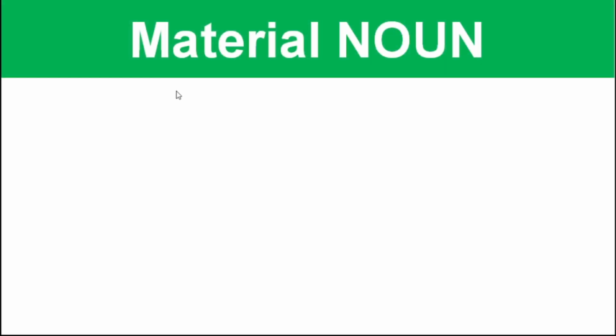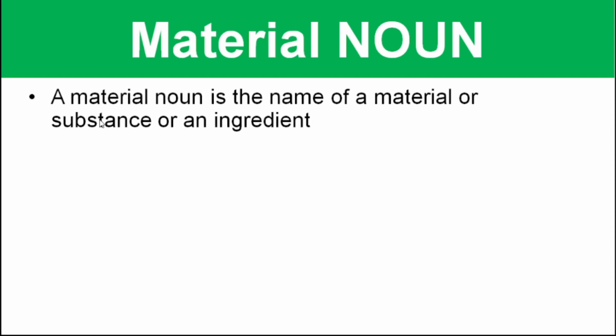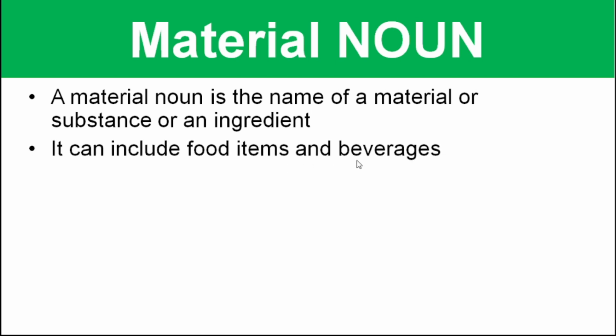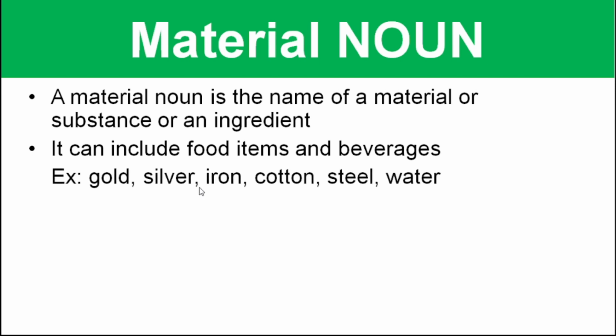So this is where we use the examples of the abstract noun. Now we'll move to the next division of the noun, that is the material noun. We are all very much familiar with the material noun. So look at the definition of the material noun. A material noun is the name of a material or a substance or an ingredient. It can include food items and beverages also, right? Examples: gold, silver, iron, cotton, steel, water.